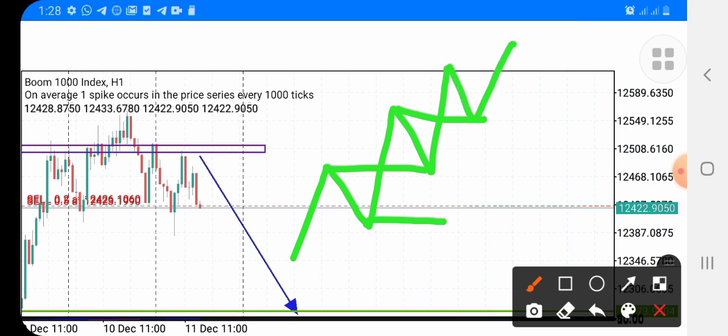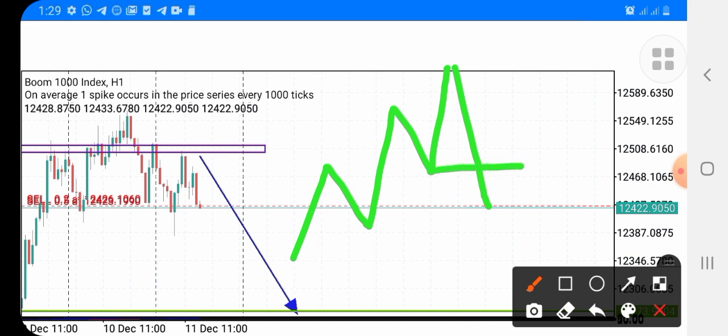But in a situation whereby instead of coming down to form another low and go up, it came and broke this low here, like something like this. It came like this and went below. When you go like this, we know that this low here has been broken. So we call it a break of market structure.